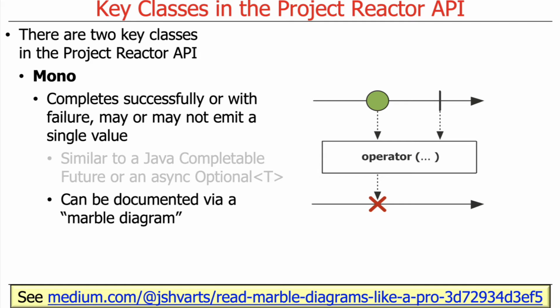Mono operators and Mono behaviors are documented by something that's called a marble diagram, which is kind of a funny name. And you can read more about marble diagrams here at this link, if you're so inclined.